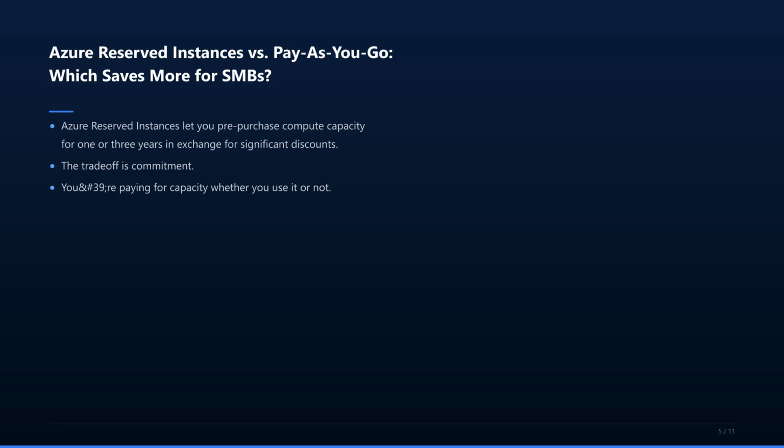For most SMBs, the right answer is a hybrid model. Reserve capacity for stable production workloads, web servers, databases, app services running constantly, while keeping dev and test environments on pay-as-you-go or spot instances. We cover the reserved instance decision in depth at reduce cloud costs by 40% with Azure reserved instances, including a framework for identifying which of your workloads qualify.